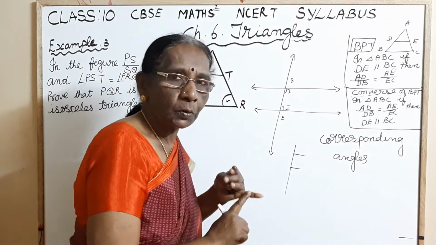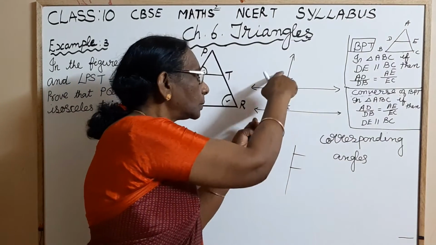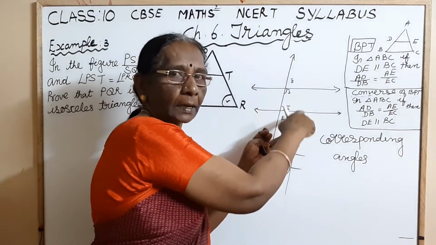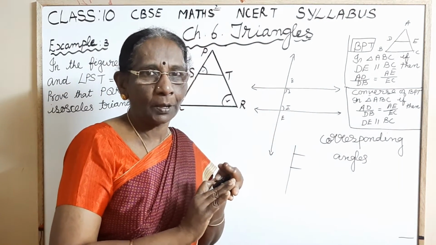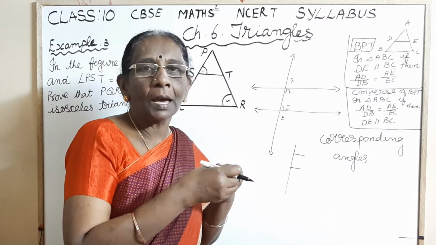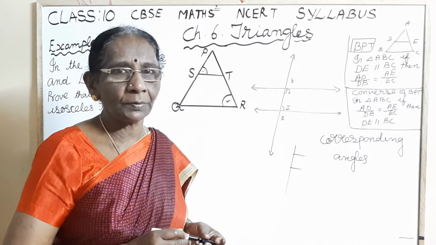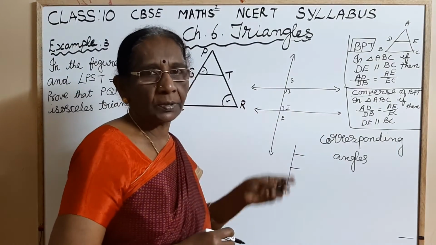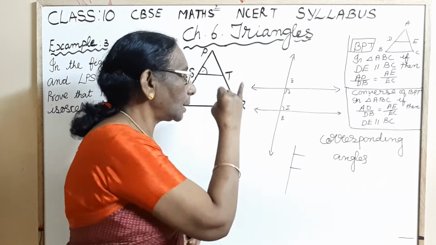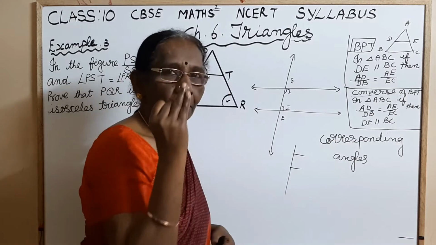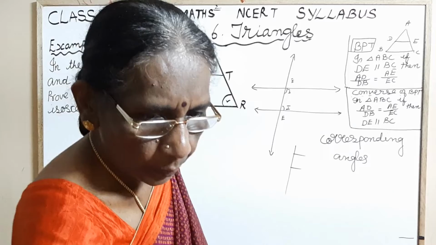So we are going to use the converse of BPT and we are going to use what? Parallel lines and angles property, and we are going to use the isosceles triangle property. So these 3 steps we are going to use to prove this question. Have you understood? We have recalled all these concepts we studied in the earlier classes: the corresponding angle property, and the property of isosceles triangles. Now let us move to the proof.